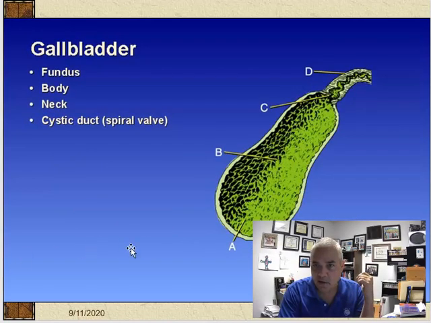Speaking of gallbladder, here it is again. We already went over that in class, but these are the parts of the gallbladder. It has a fundus, a body, a neck, and then this nifty little spiral valve that forms a two-way valve.